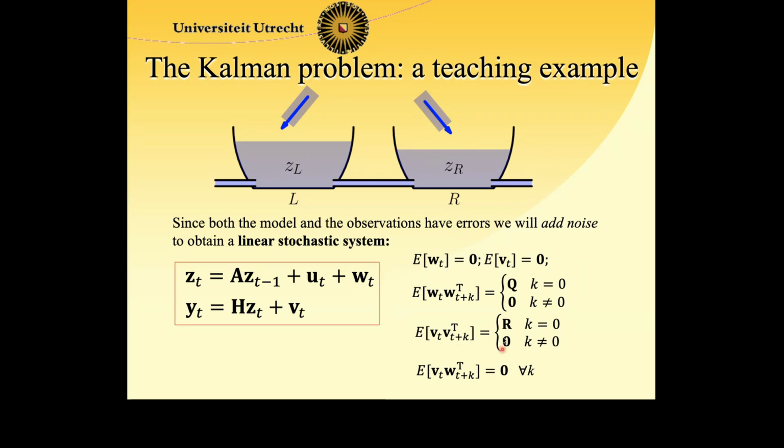Probably not so for the measurement error. I think if we independently measure the height here and the height there, they're not likely to be correlated. So this is probably a diagonal matrix with the same measurement error variance on the diagonals, and zeros at the off diagonals.